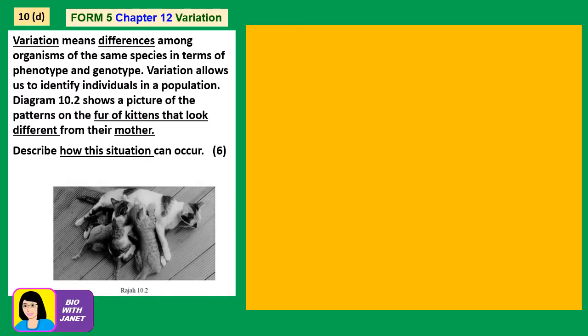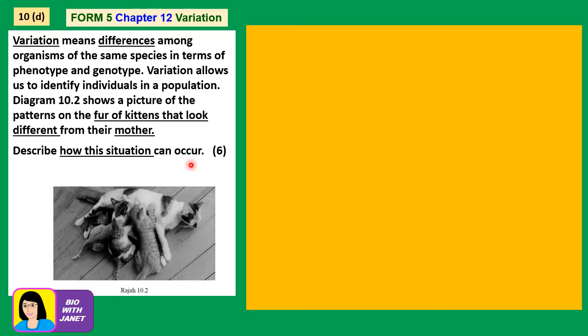Let's read the last question here, which is related to chapter 12, Variation, of the Form 5 syllabus. Variation means differences among organisms of the same species in terms of phenotype and genotype. Variation allows us to identify individuals in a population. Diagram 10.2 below shows a picture of the patterns on the fur of kittens that look different from their mother. Now describe how this situation can occur.